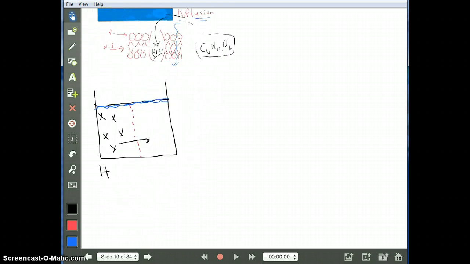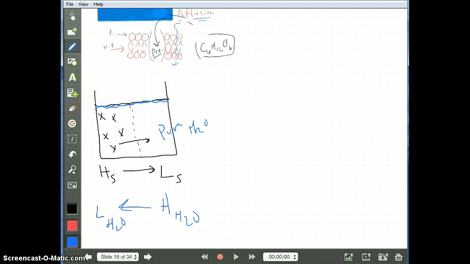Put this over here. A high concentration of sugar is going to want to go where there's a low concentration of sugar. So that's going to move over there. But where is there more pure water? Pure H2O is over here. So I actually have high H2O on this side, and it's going to go to where there's low H2O.